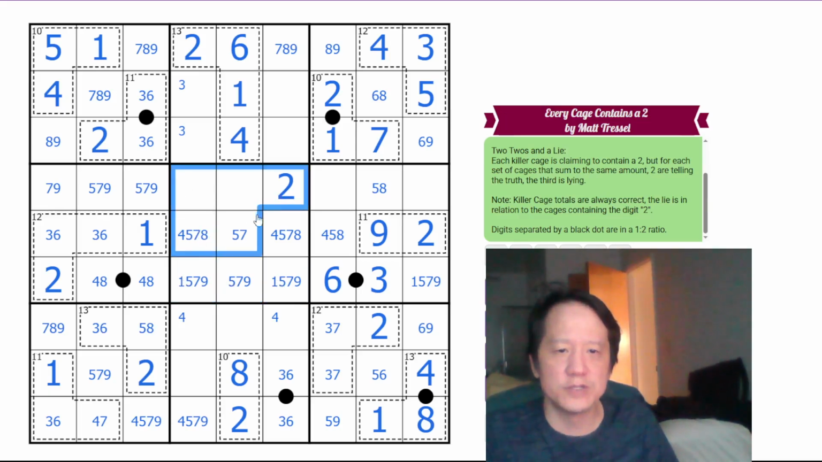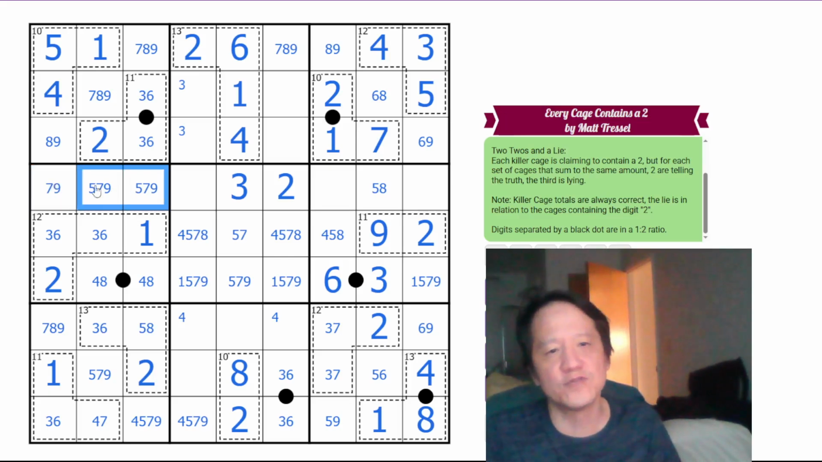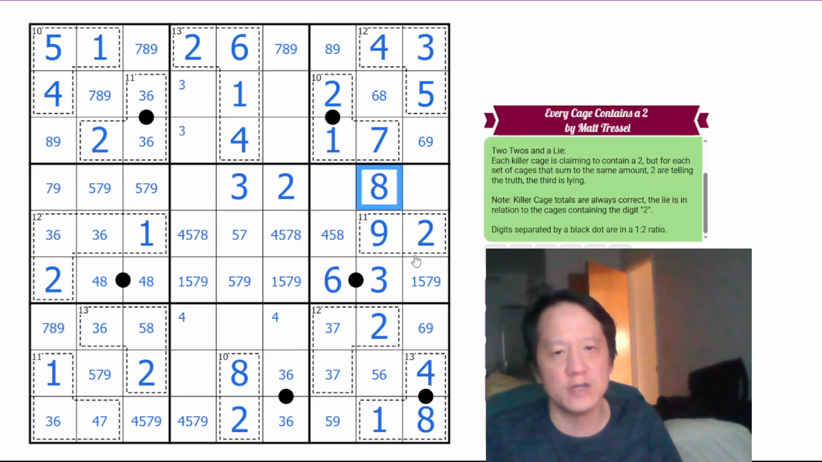Okay, where is the 3 then in this middle box? Can't be here because of the 3 in one of the columns here. So it has to be here. This is 3. This 5, 7, 9 triplet eliminates 5, 7, 9 in the rest of the row. This can't be 5, so this has to be 8. This can't be 9 because of the 9 in the box.